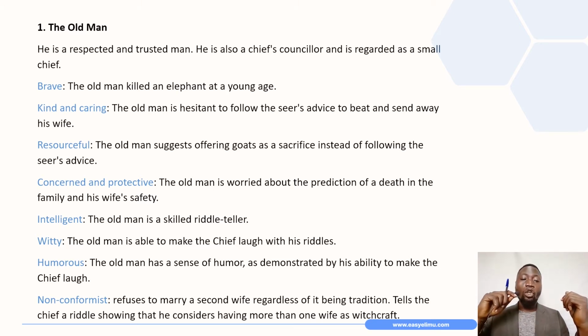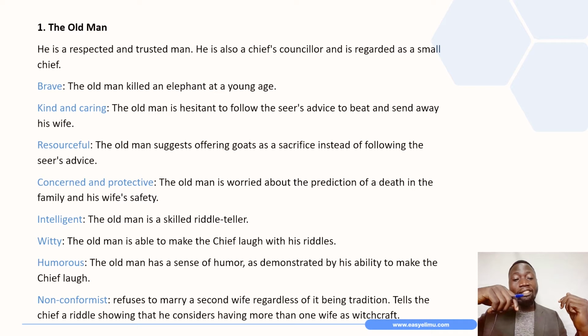We are also told that the old man is concerned and protective. Why do we say that he is concerned and protective? He is worried about the prediction of a death in the family and his wife's safety. But the irony is that the wife still dies, despite the fact that the old man has been protective and concerned.